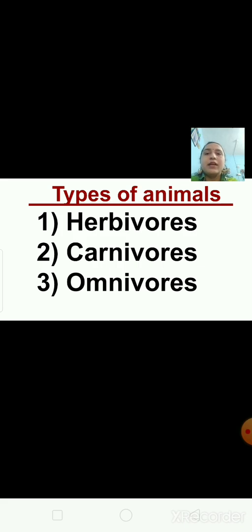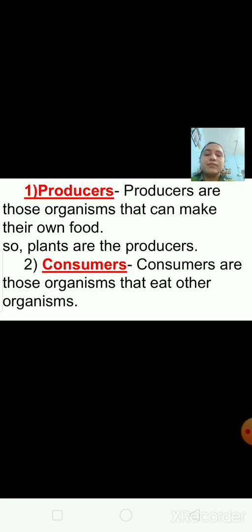Right? In nature, we all depend upon each other. We give something and get something in return. So, the given plants are producers and the organisms that eat those green plants are consumers. See, this is the meaning of producers and consumers. Producers are those organisms that can make their own food. So, plants are the producers and consumers are those organisms that eat other organisms.